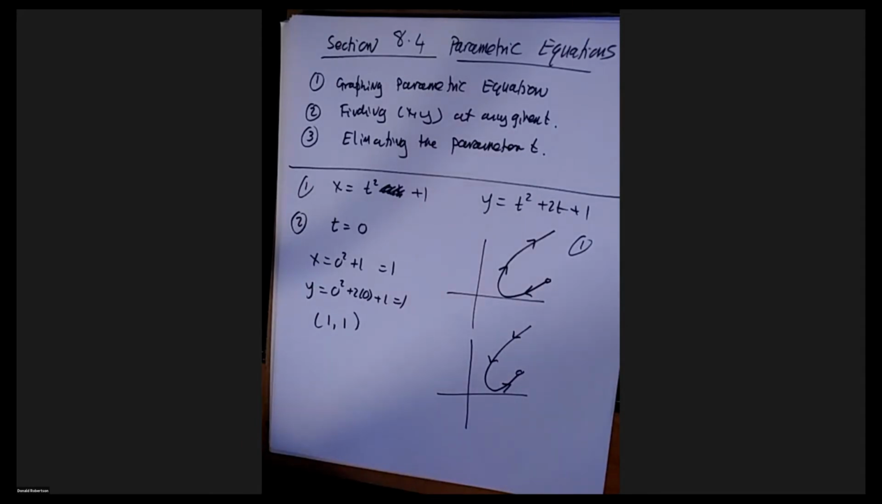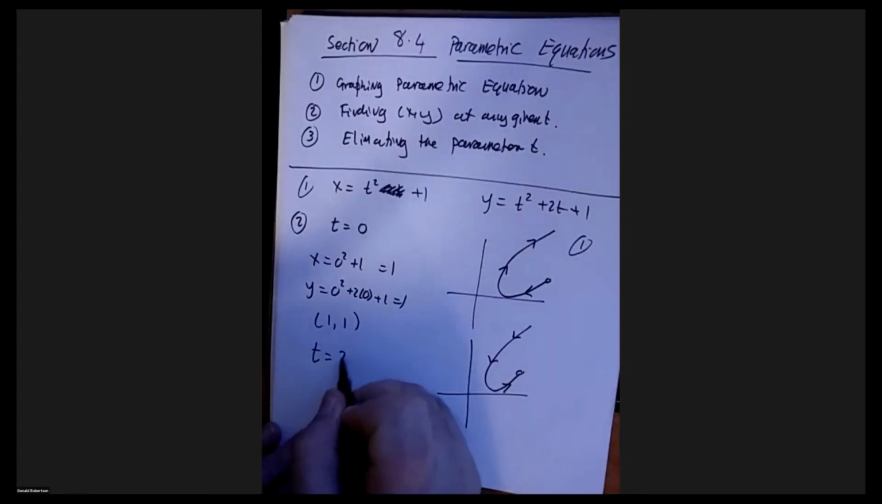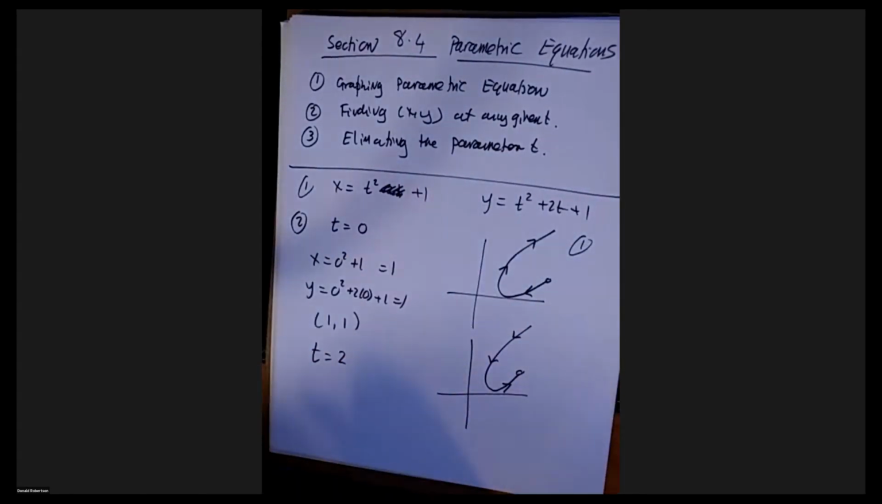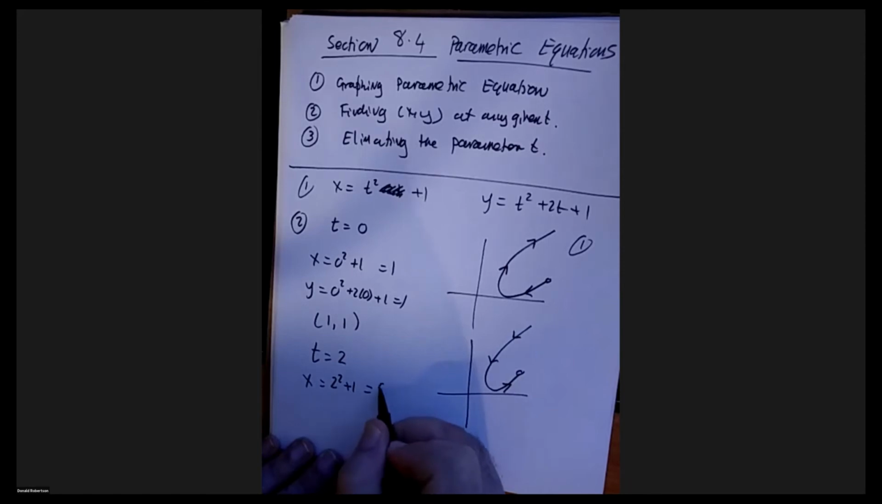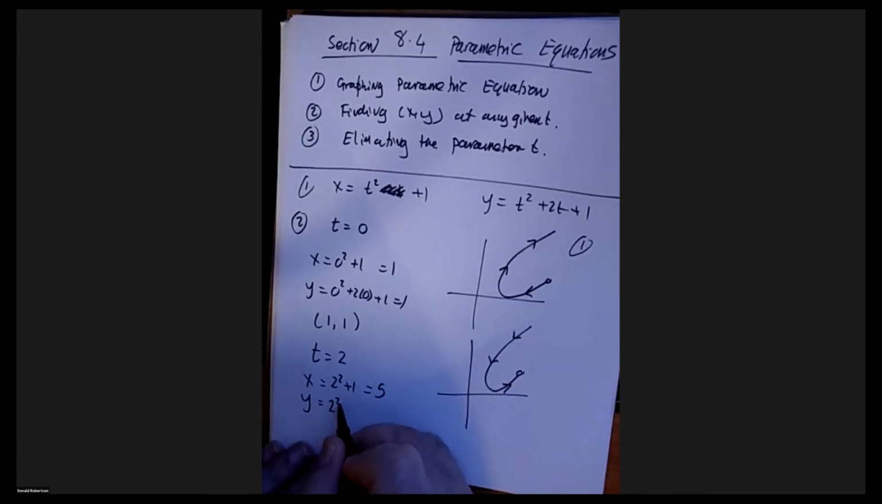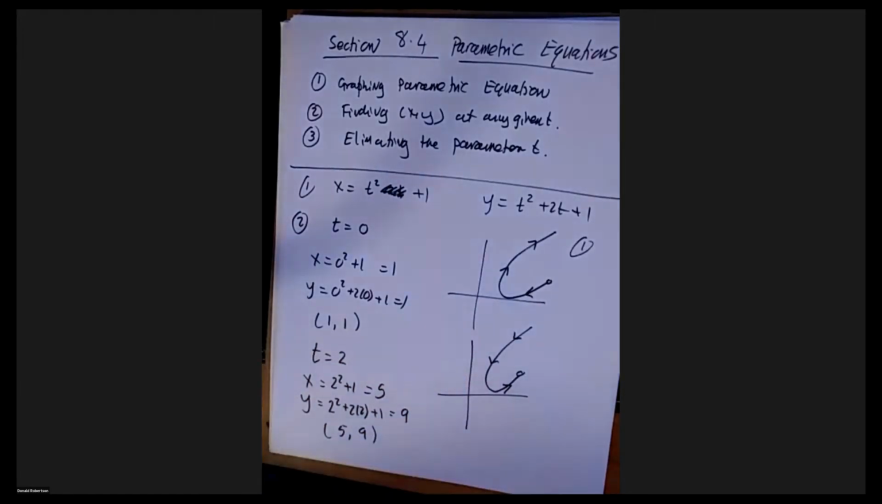Pretty obvious what to do in these types of questions. And maybe they'll say, where is it when t equals 2? That might be the second version of this question. The x then is 2 squared, t squared plus 1, that's 5. The y is t squared plus 2t plus 1, so that's 2 squared, 2 lots of 2 plus 1, which I believe is 9. So your answer in this case would be 5, 9.